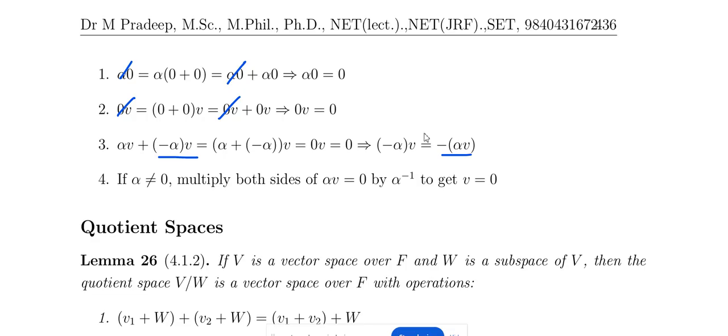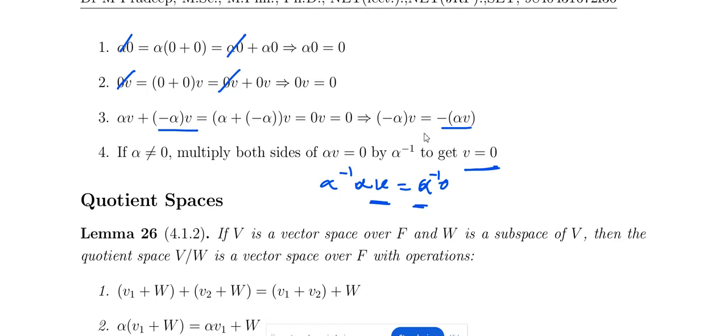And alpha is not equal to 0, multiply both sides by alpha inverse: alpha inverse alpha v equal to 0, that is alpha inverse 0. From this, v equal to 0.